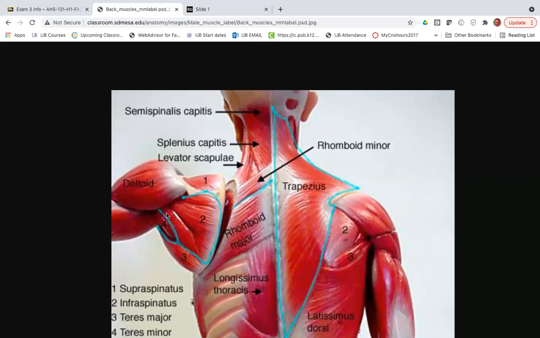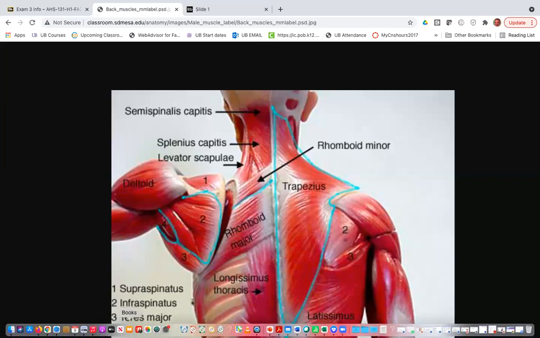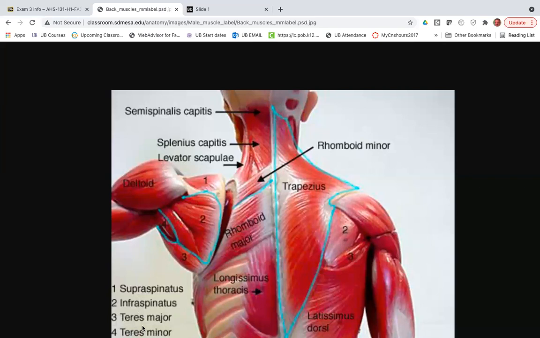So the next question is, well, doc, you said there are 4 rotator cuff muscles. You mean these 4 are not the rotator cuff muscles? Correct, they're not. Only number 1, 2, and 4. So what's the 4th rotator cuff muscle? Supraspinatus, infraspinatus, teres minor. There's one on the anterior side called the subscapularis. When I cover the shoulder in another lab, I'll show you the subscapularis. But you can see at least 3 of them here: supraspinatus, infraspinatus, and teres minor.